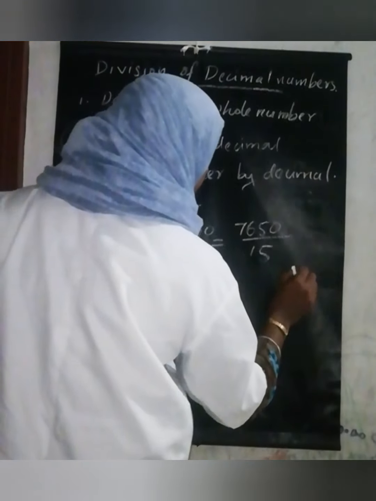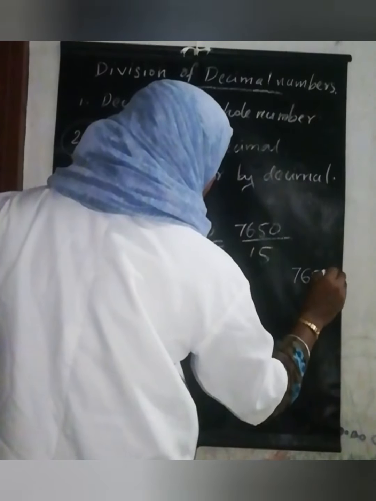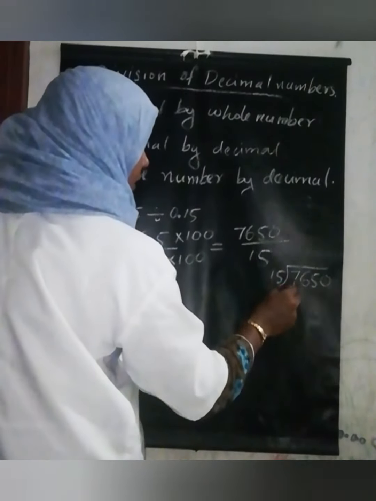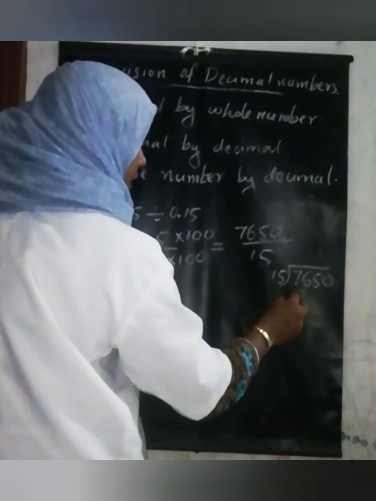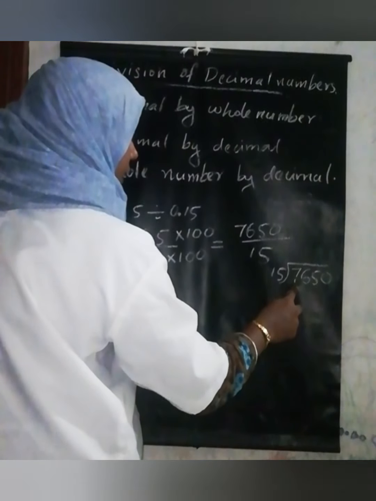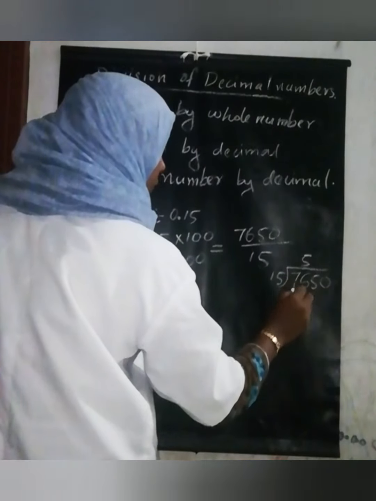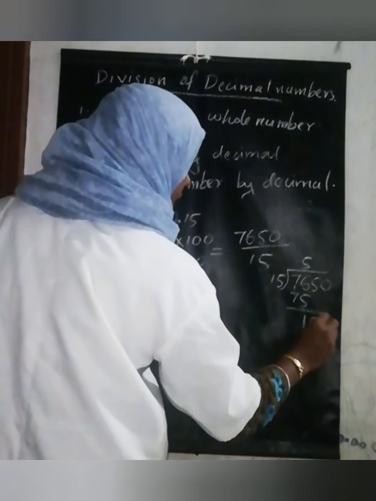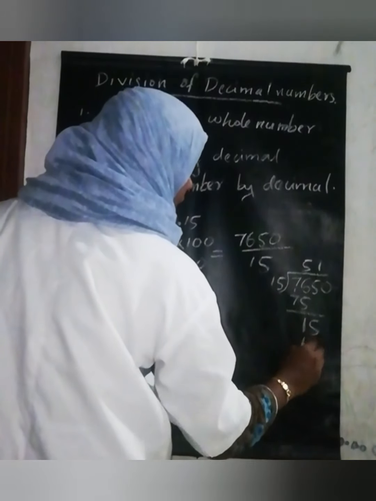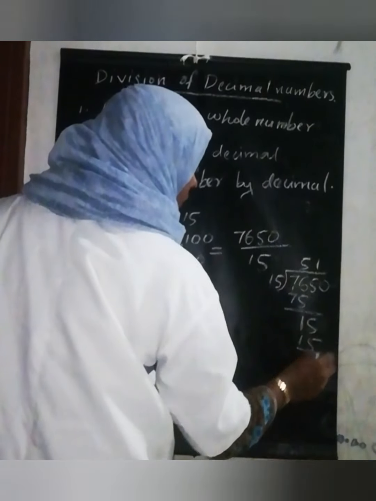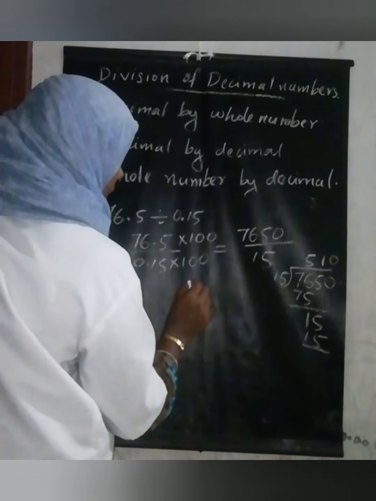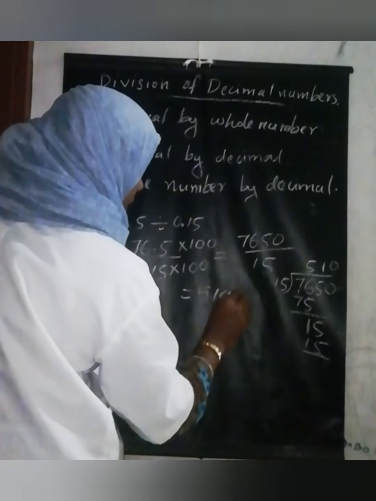So we can divide it. 76 divided by 15. How many 15s are there in 76? We know that 5. 5 into 15 is 75. Then 1. 1 into 15, 15. Division over. Now the 0 you want to put here. So the answer is 510.